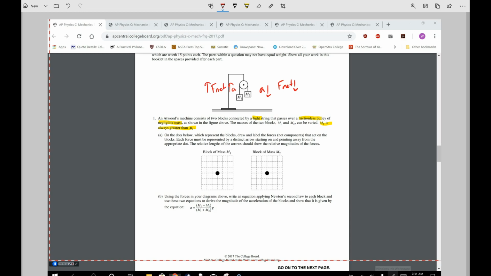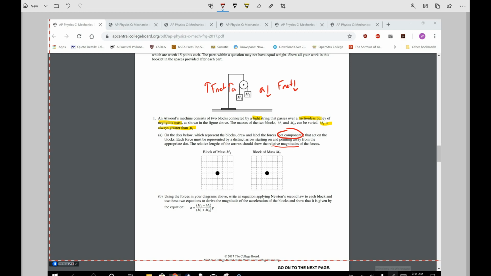So we are asked on the dots below, which represent the blocks, draw and label the forces, not components, never draw components, that act on the blocks. Each must be represented by a distinct arrow starting on and pointing away from the appropriate dots. So for those of you who have taken engineering, please be careful. The relative lengths of the arrows should show the relative magnitude. So remember in the first problem I said that they didn't want that because they didn't give you a scale. Now they have given you a scale.